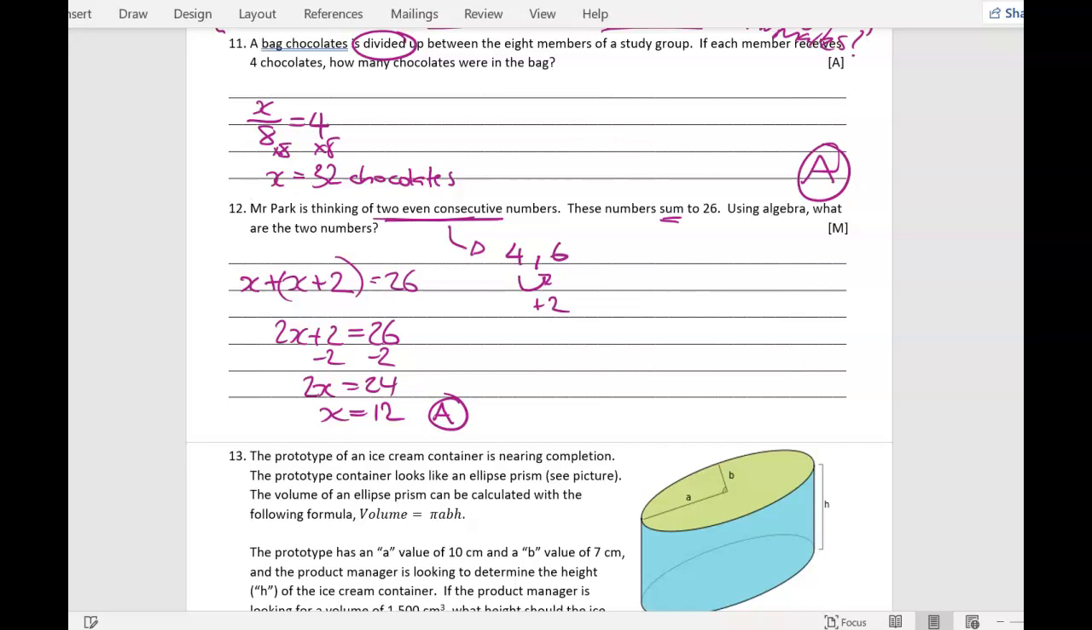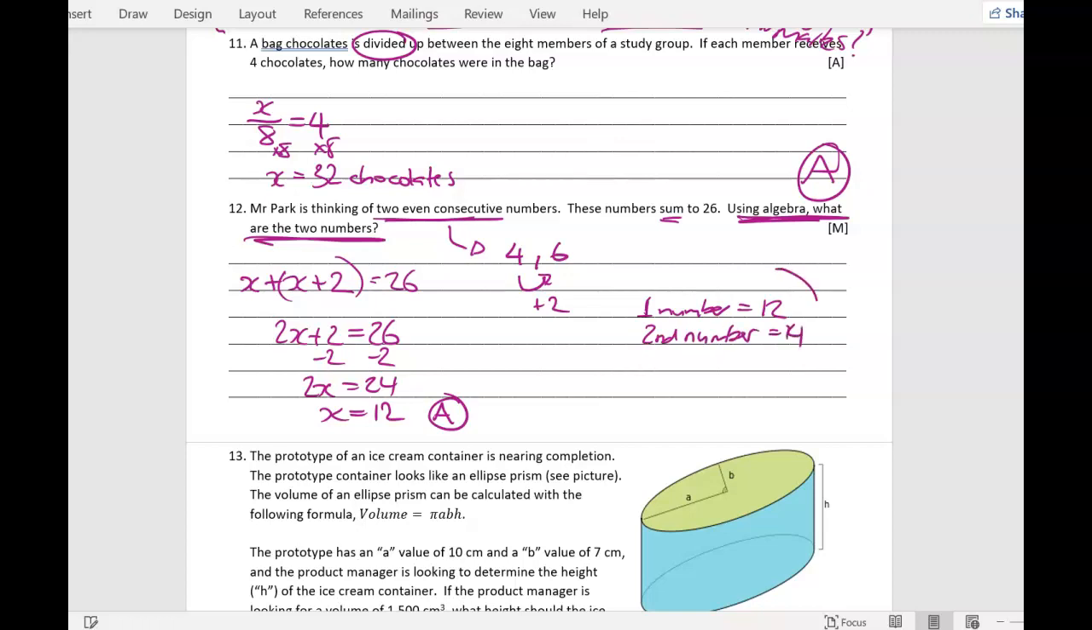The only issue is you didn't actually answer the question using algebra. What are the 2 numbers? You haven't told me what the second number is. So the first number was equal to 12. The second number is going to be 2 more than that, which makes 14. So the second number is equal to 14.